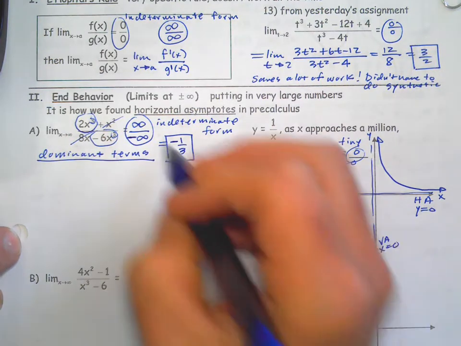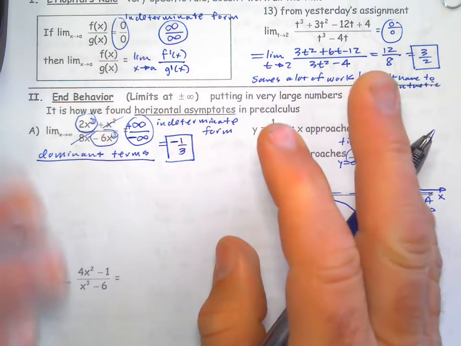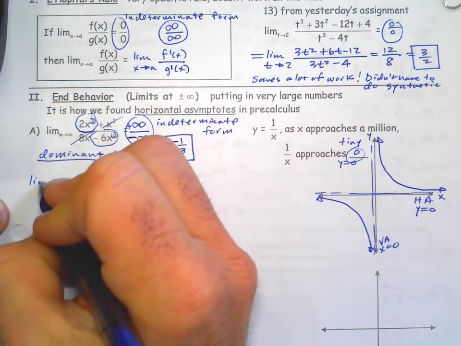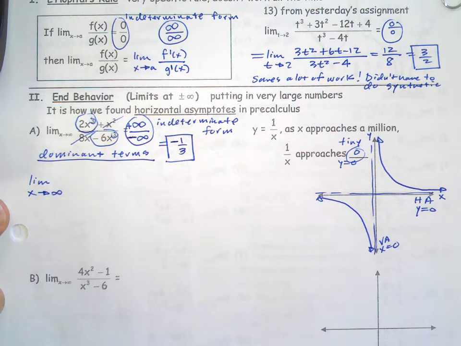For sure, you're going to get a negative answer because you have positive infinity over negative infinity. It's definitely going to be negative. It ends up being negative 1/3. So let me illustrate something. This is a way that you can do it. I don't think you should show this in your work generally because it's a lot of extra work.